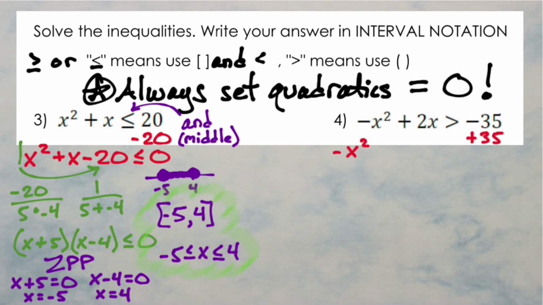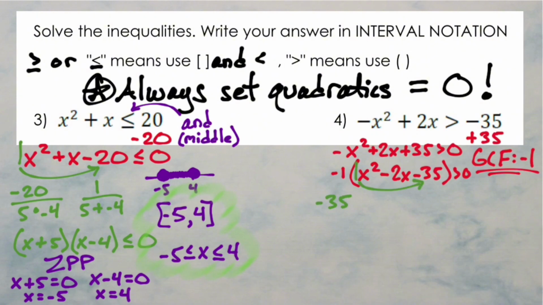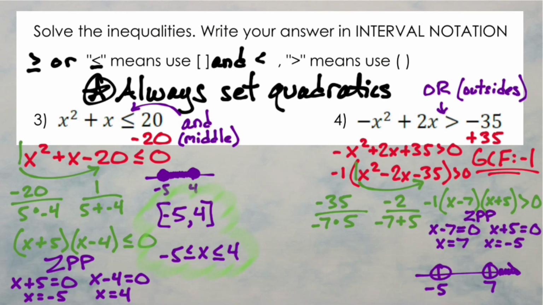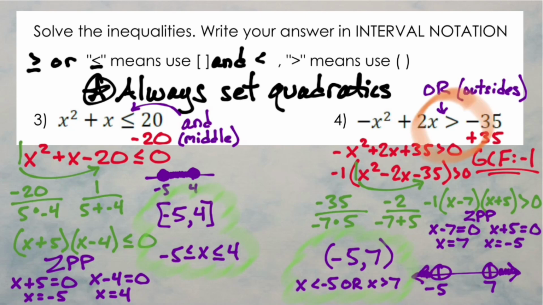All right, number 4. Add 35 to both sides. There's a GCF of negative 1, so factor it out. And then do your factoring. You got a negative 7 and a 5, and that work is correct. So zero product property, you get your x's is 7 and negative 5. And because it's greater than, it's an or problem. Shade the outsides of your graph, the outside parts. And because you have the greater than sign, there is no line underneath it. Your interval notation is a parenthesis. It is not a bracket like in the previous one. Bracket means the or equal to sign was used instead.